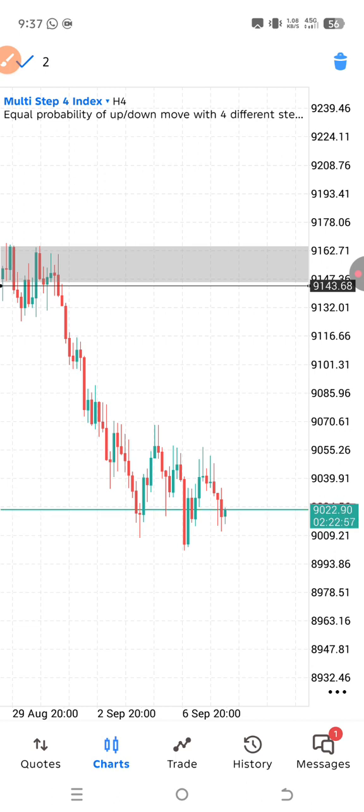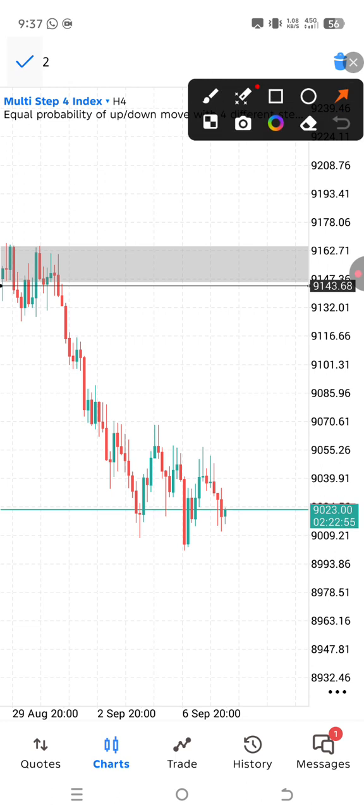Good. So that is our point of interest, where we can wait for price to come into the zone. Then we can sell from here.